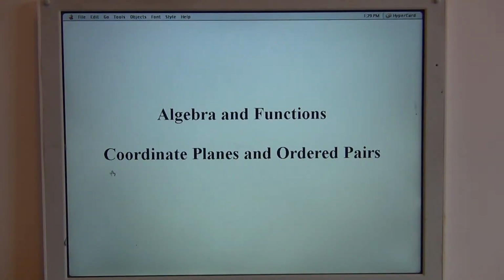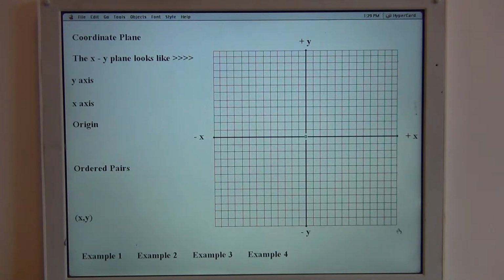Today's lesson deals with the strand on algebra and functions, and the specific lesson is about coordinate planes and ordered pairs, and I'll explain that to you as we go along. This is a representation of a coordinate plane. It's a flat figure that is divided up into grids.